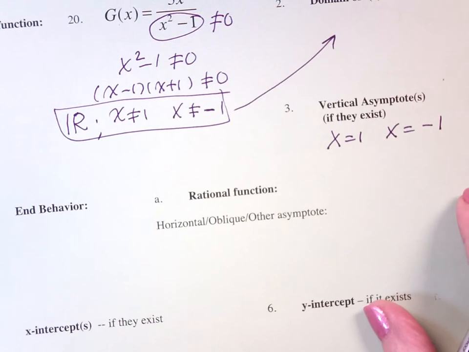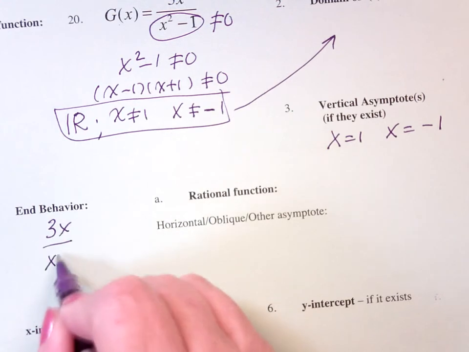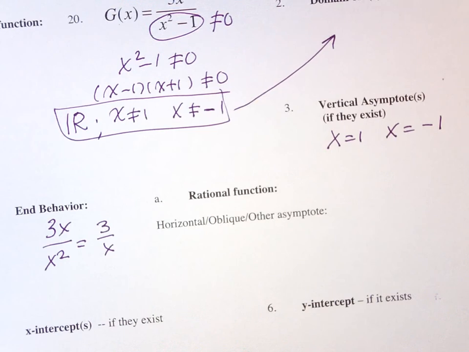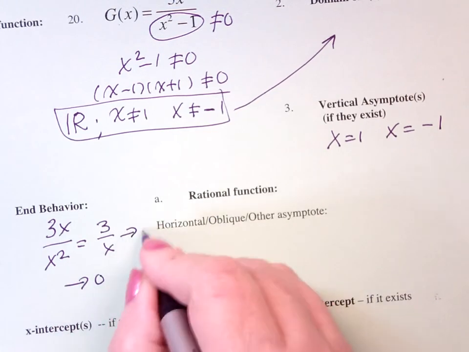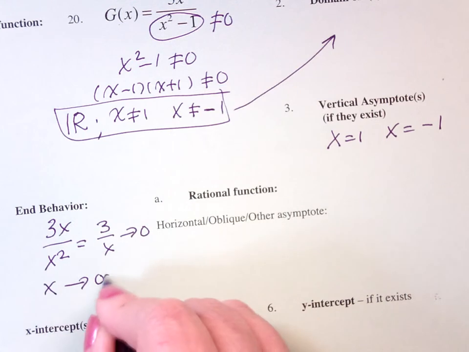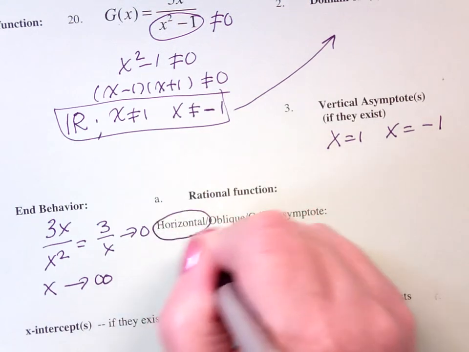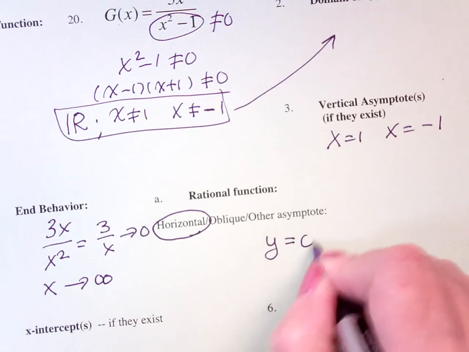End behavior, that means I'm looking for HAs, OAs, or others. End behavior is 3x over x squared, which is 3 over x. This goes to 0 as x goes to infinity. So since it's going to 0, we have an HA, and the HA is y equals 0.